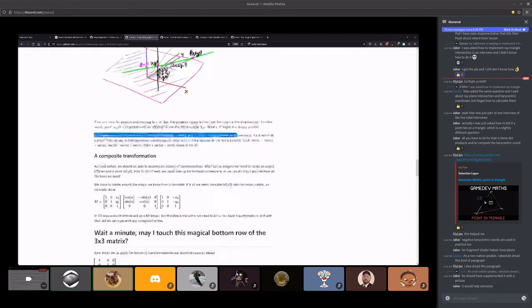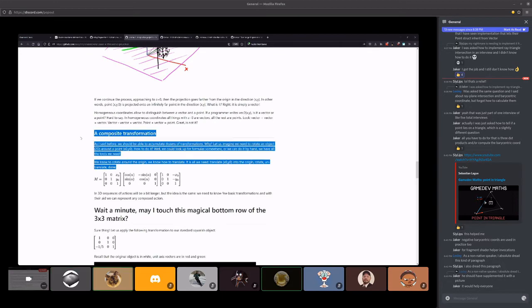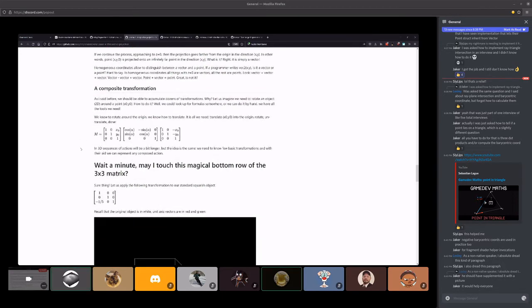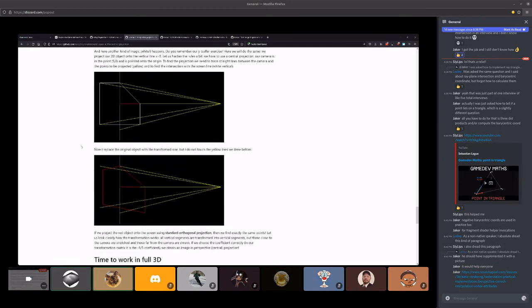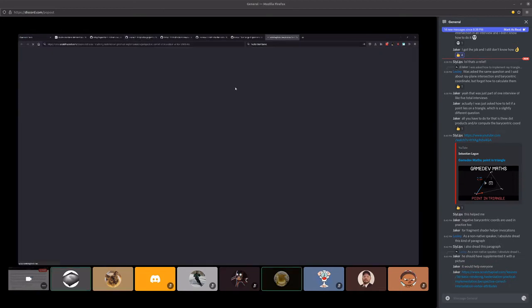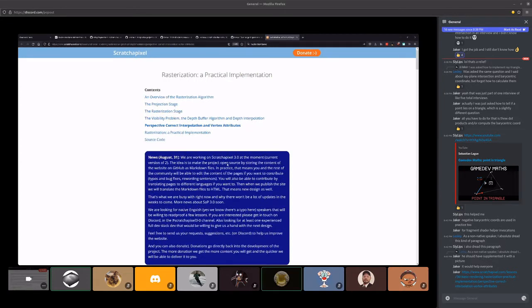This chapter of that tutorial is bad. So it's probably in here somewhere, but you know what? Scratch Pixel is a much better resource. There's a 3.0. Open source. Yay.